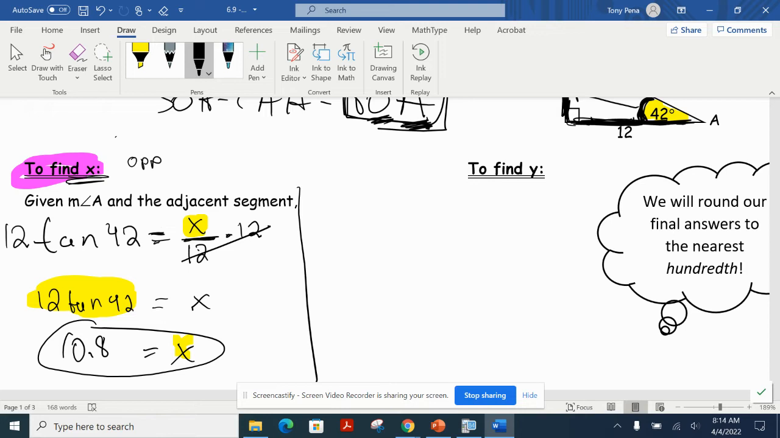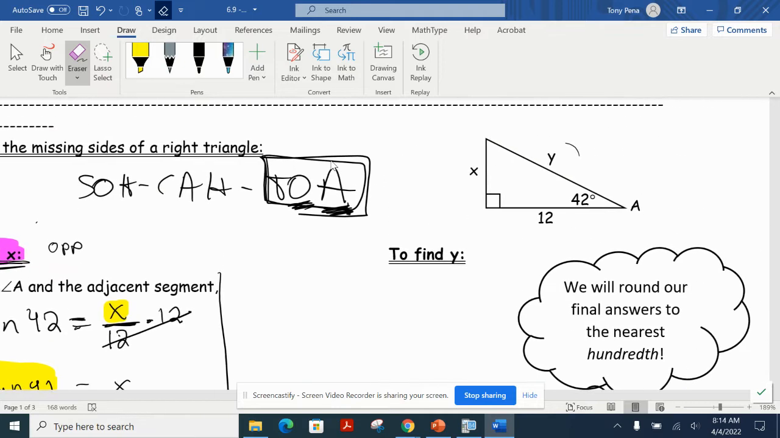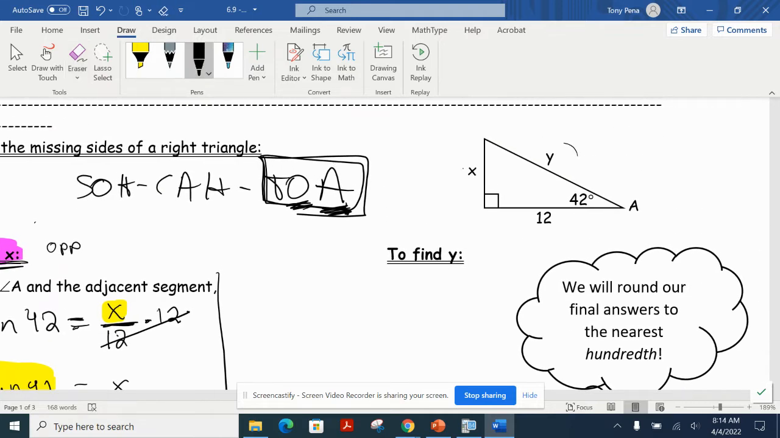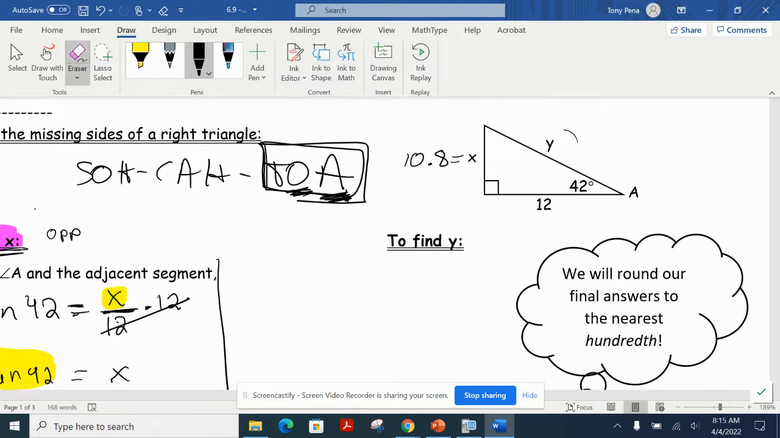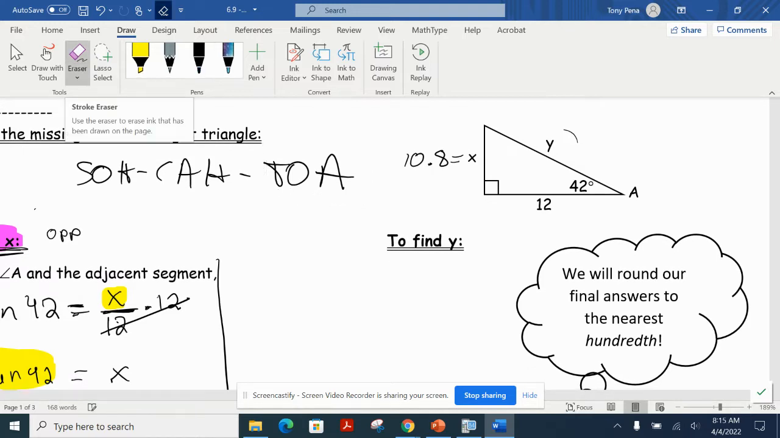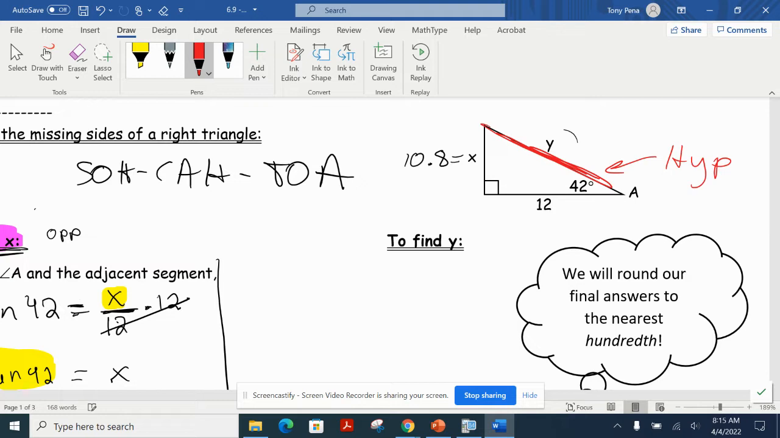Now, we still need to figure out what y is. So let's come up to here. Now we've got all kinds of options. We now know that x is 10.8, so let's say we label this as 10.8. The first way we're going to do it is with the new stuff. If I wanted you to now solve for this length right here, isn't this length here your hypotenuse? So if I'm going to solve for y with the hypotenuse, I've now got to use either the sine or the cosine, because those are the two that incorporate the hypotenuse in the little acronym.